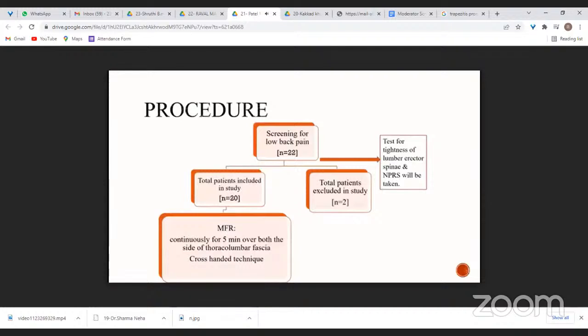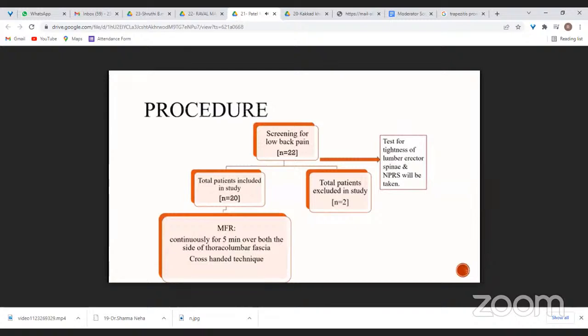A total of 22 subjects were screened for low back pain. All these subjects went through testing of the tightness of the lumbar erector spinae as well as the NPRS. After that, they were included or excluded. Twenty subjects were included in the study and two subjects were excluded from the study. Those subjects who were included in the study were given the MFR protocol.